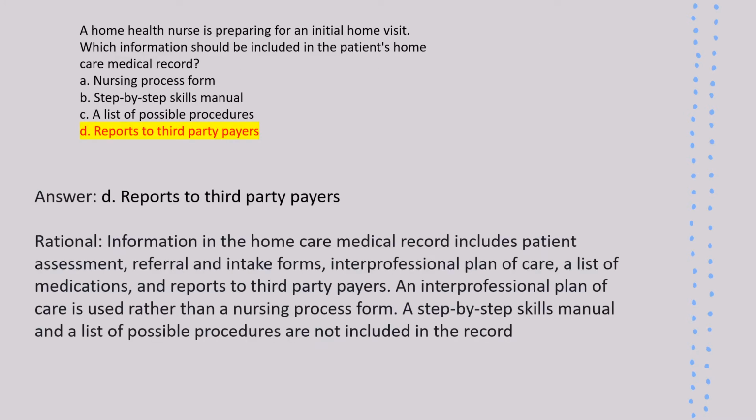Answer D. Reports to third-party payers. Rationale: information in the home care medical record includes patient assessment, referral and intake forms, interprofessional plan of care, a list of medications, and reports to third-party payers. An interprofessional plan of care is used rather than a nursing process form. A step-by-step skills manual and a list of possible procedures are not included in the record.